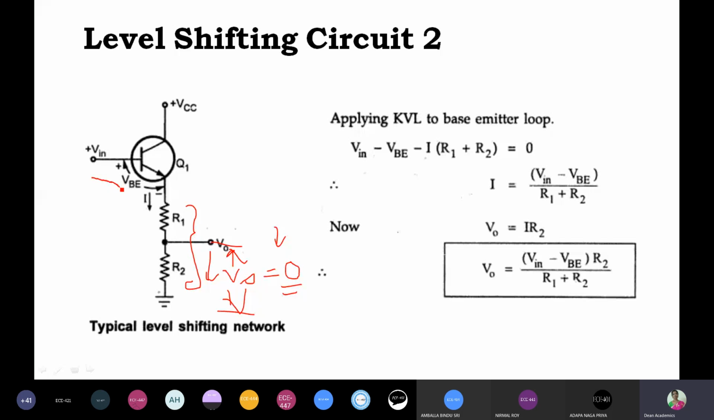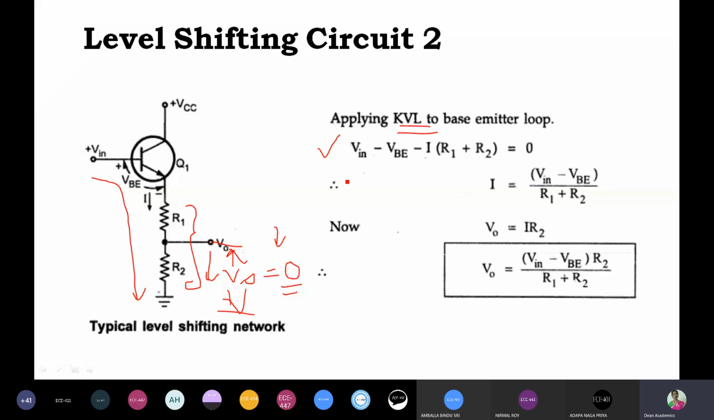Now let us write KVL for this loop: minus Vin plus VBE plus I into (R1 plus R2). These two resistors are in series, so I into (R1 plus R2) equal to 0. This is KVL for the base emitter loop. Have you written this equation? No, ma'am. Right, while I am talking, you please write.